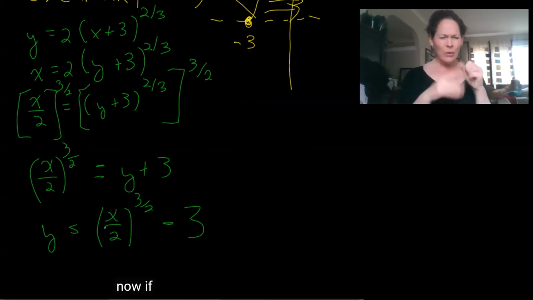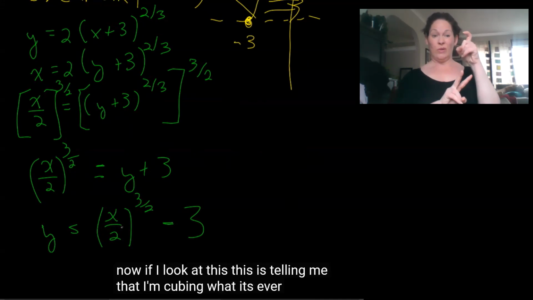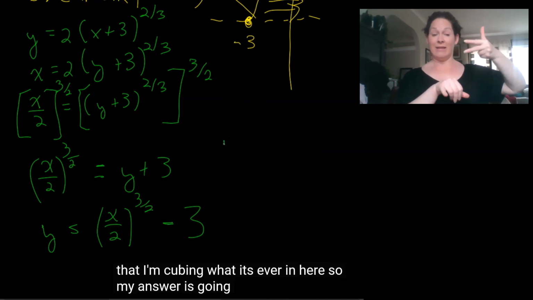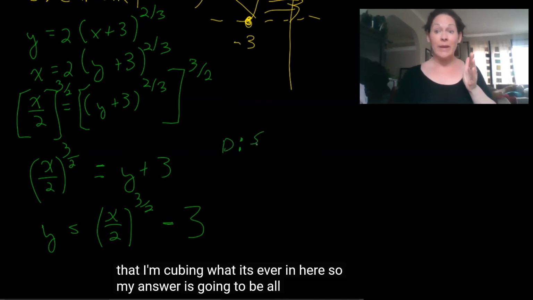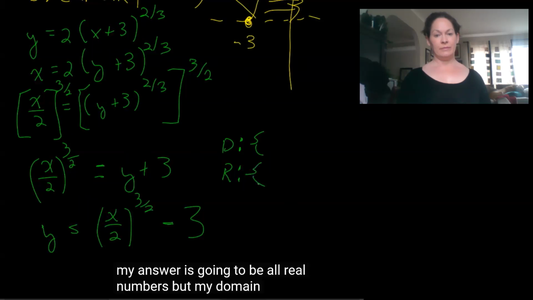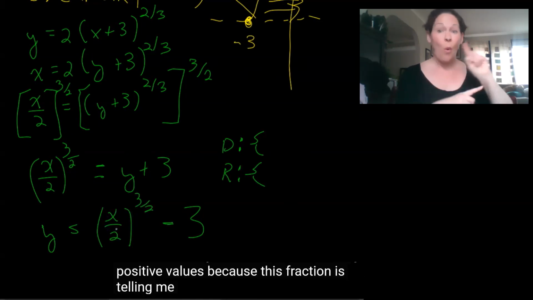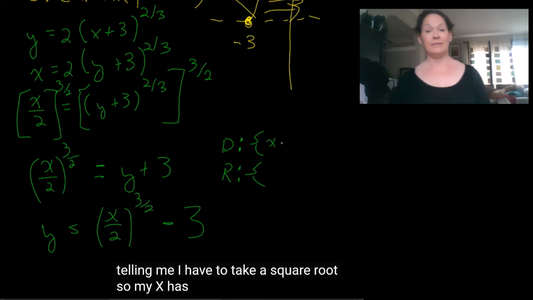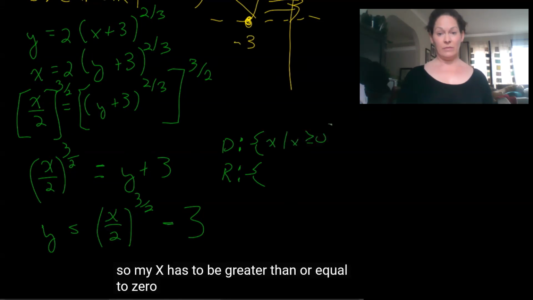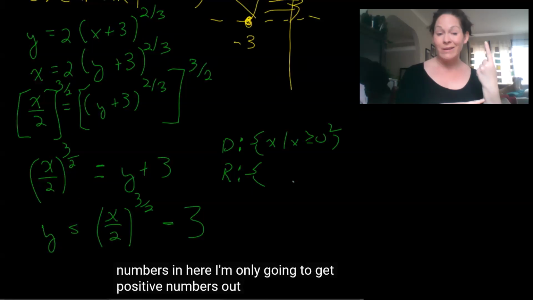Now, if I look at this, this is telling me that I'm cubing whatever is in here. So my answer is going to be all real numbers. But my domain is limited to only positive values because this fraction is telling me I have to take a square root. So my x has to be greater than or equal to 0. Well, if I only put positive numbers in here, I'm only going to get positive numbers out.